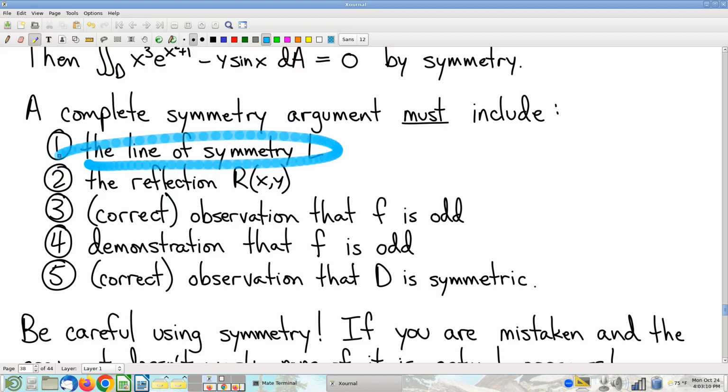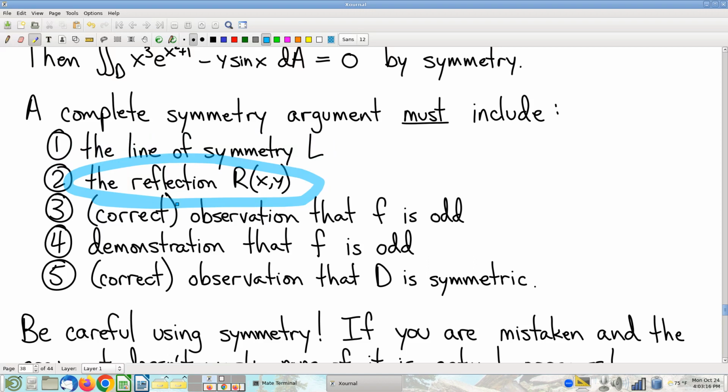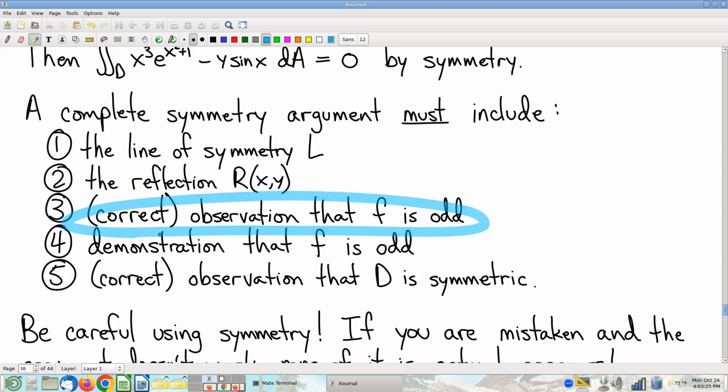You got to tell me the line of symmetry that you're using. You've got to tell me what the formula is for the reflection through that line. And we'll talk about how to do that, mostly by examples. You have to note that the integrand is odd. After all, the theorem only works if the integrand is odd. So that's a big one to note.